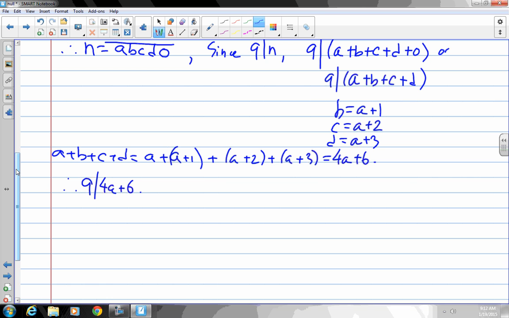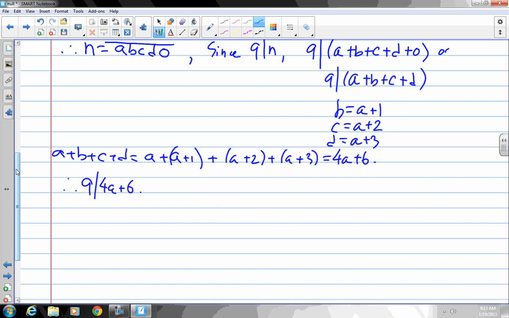3 can work. Is there anything else that can work? 4: 4 times 4 plus 6 is 22. Does 9 divide 22? No. How about 5? 5 times 4 is 20, 20 plus 6 is 26. No. 6: 6 times 4 plus 6. 9 divides? No. 7. Can A equal 7?